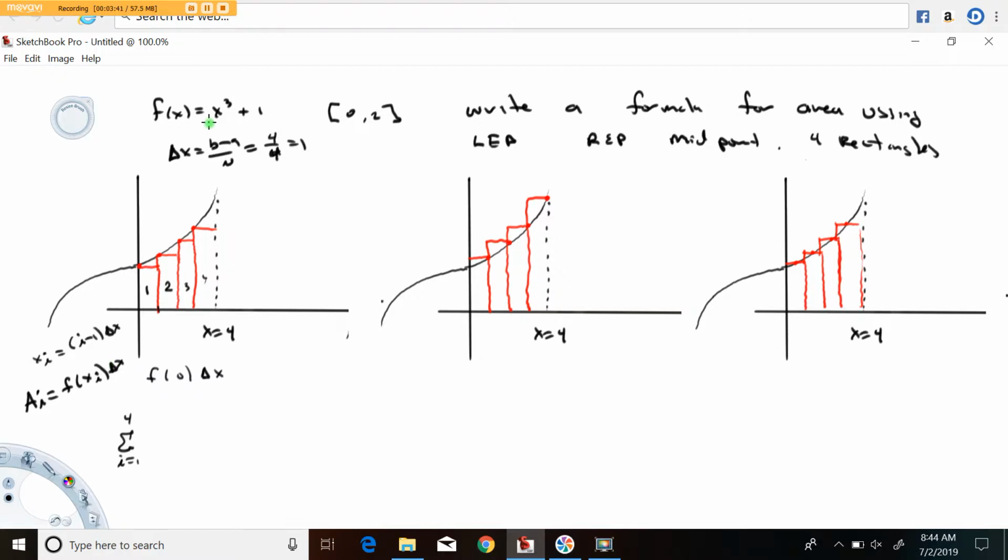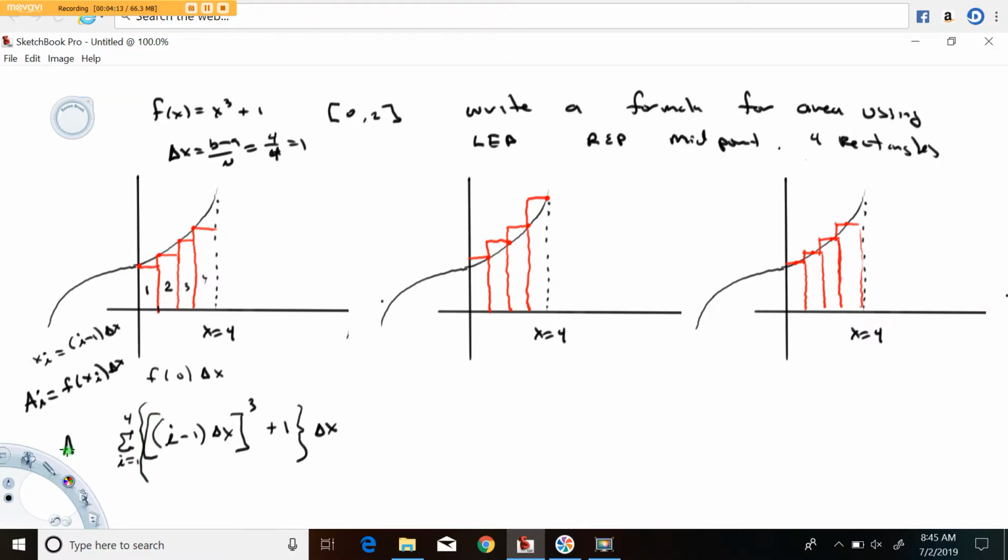The function is equal to x cubed plus 1. So what this thing is going to look like is x sub i, which is i minus 1 times delta x, cubed, plus 1. Now that gives me the length of each rectangle. Then don't forget, you still have to multiply by the width, which is delta x.